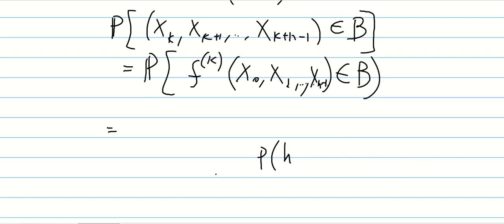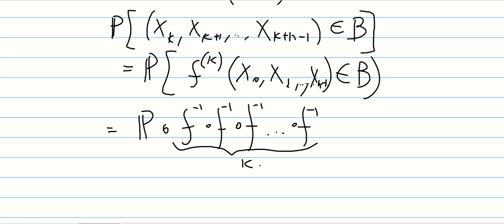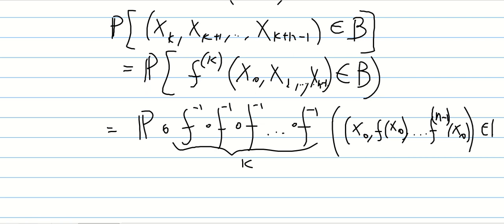So essentially what we are doing here is looking at the probability that f^{-1}, f^{-1}, f^{-1}, k times, of the following event, that x0, f of x0, ..., f^{n-1} of x0 belongs to B. So this is what we are calculating.